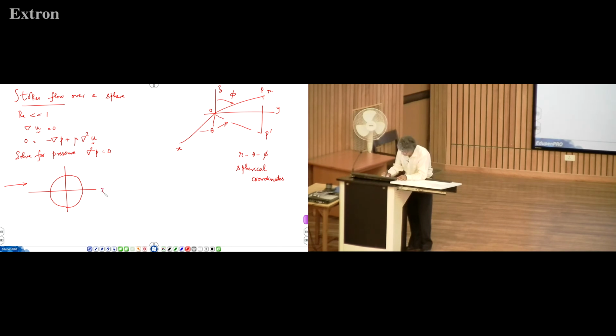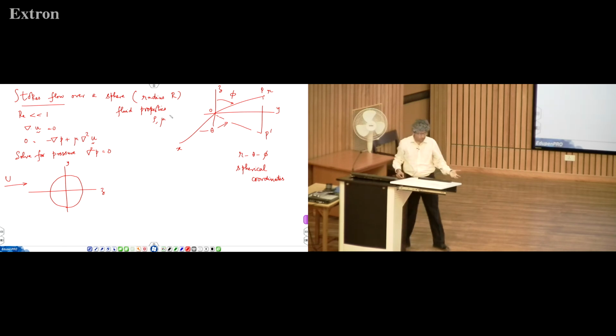This is a sphere, and there is flow from left to right. This flow is capital U, and the sphere has a radius capital R. The fluid properties are rho and mu, and conditions are such that the Reynolds number is small.